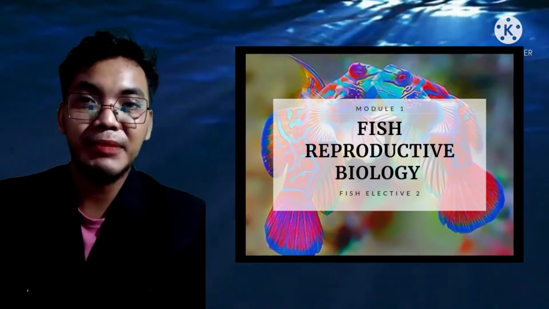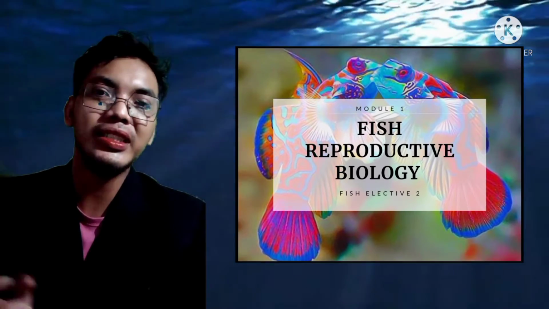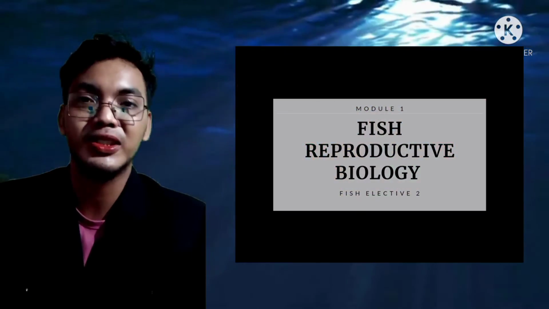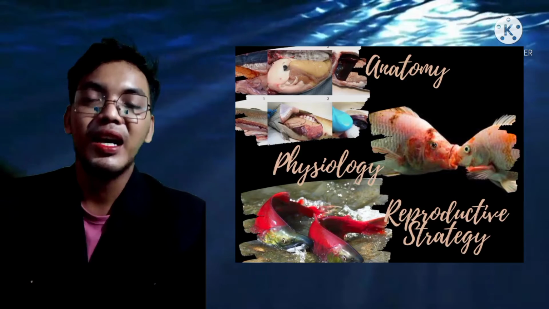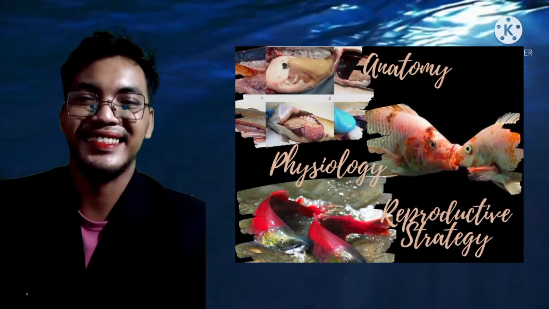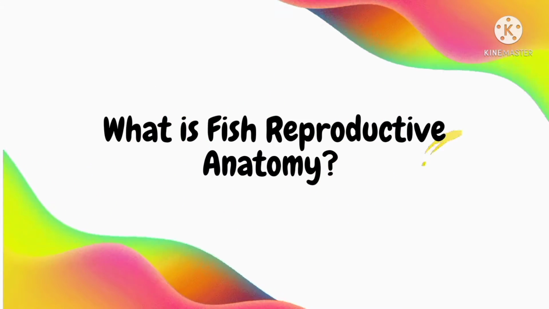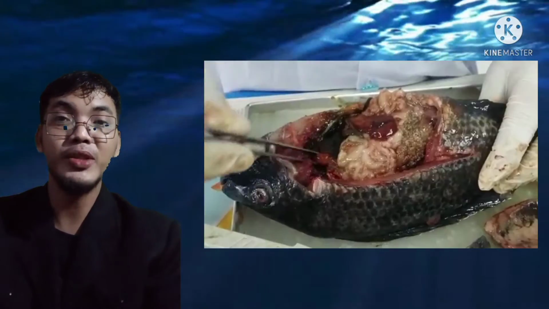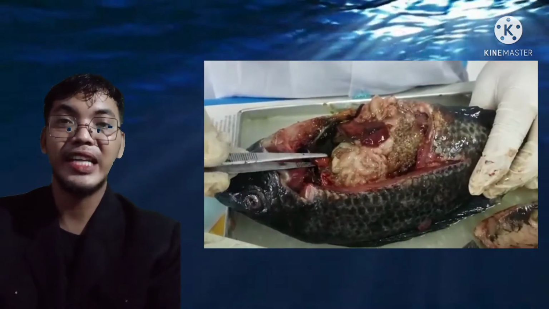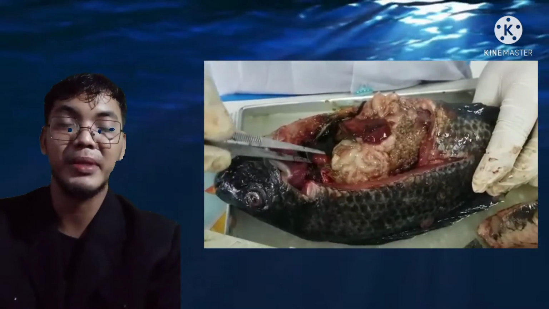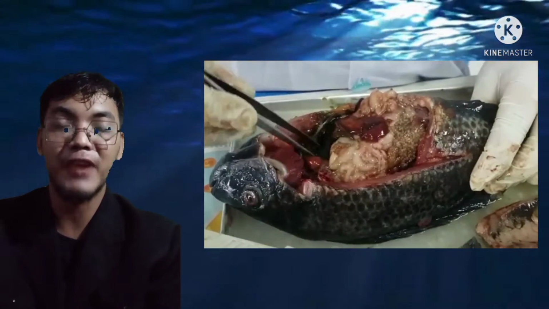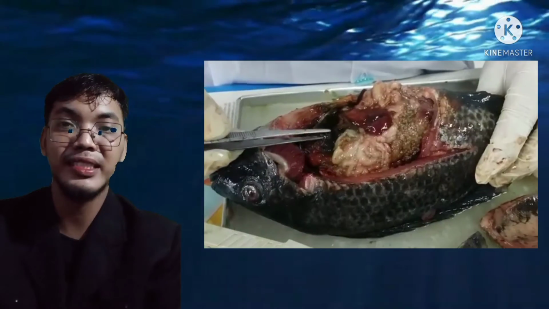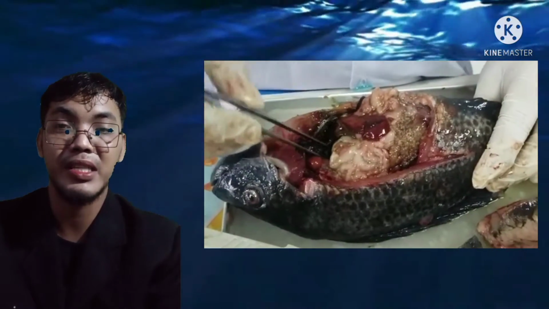So today, we are going to discuss Module 1, which is Fish Reproductive Biology. Under this topic, it includes the anatomy, physiology, and reproductive strategies. So what is fish reproductive anatomy? Like we humans, fishes and other aquatic organisms also have a reproductive system. The major function of the reproductive system is to ensure the survival of the species.